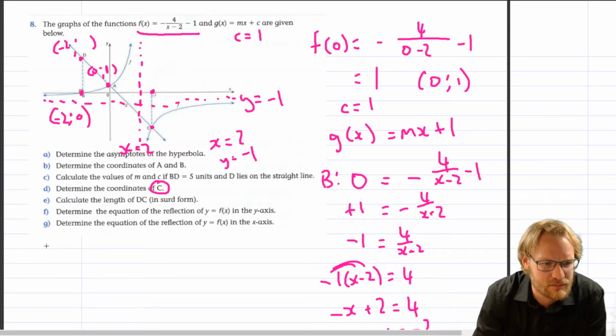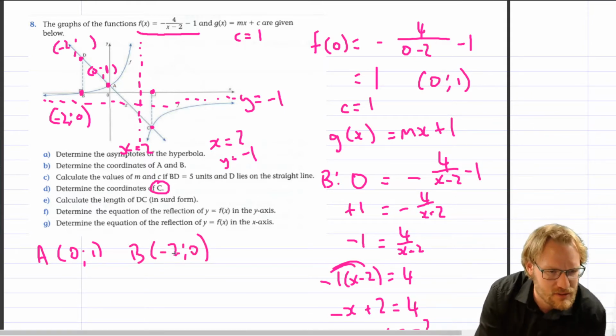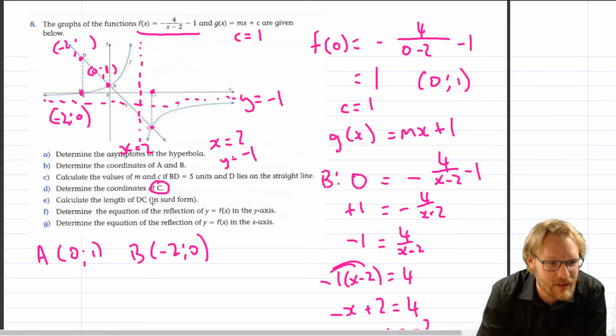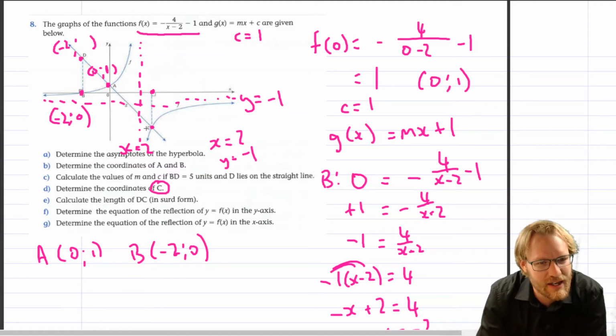We're good. Determine the coordinates of A and B. A, done. A is (0, 1). B is (minus 2, 0). Well, that is done. And that's, as I said, our 5 marks, probably 6 marks done, so we've caught up our time.